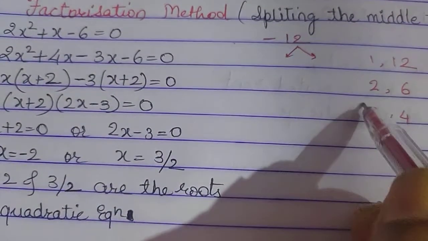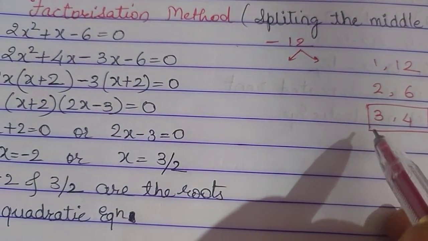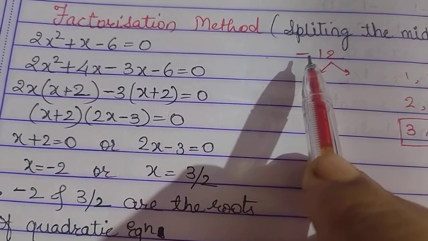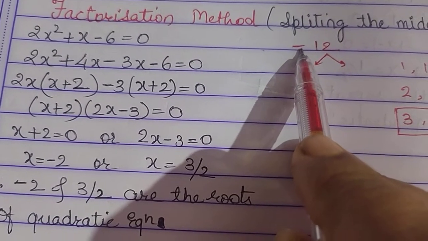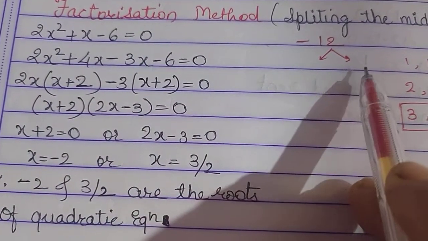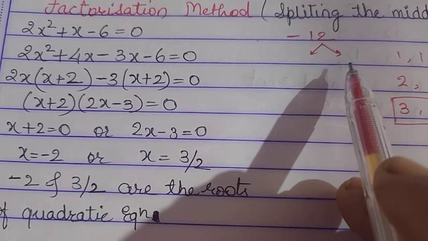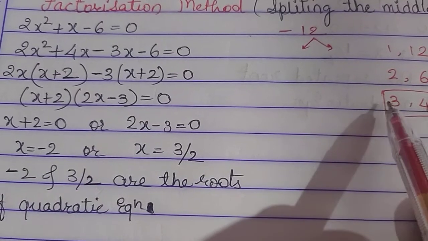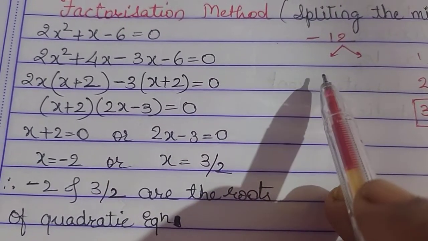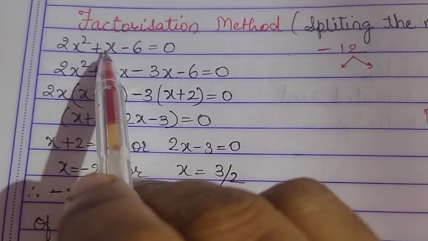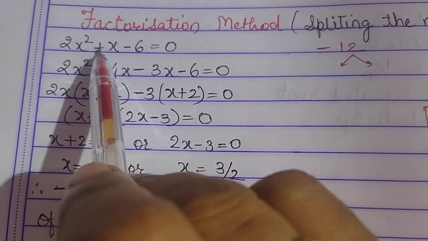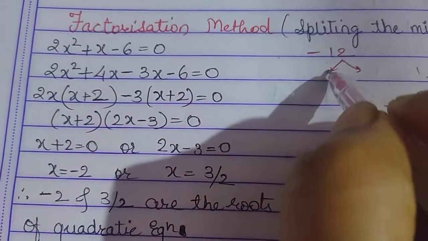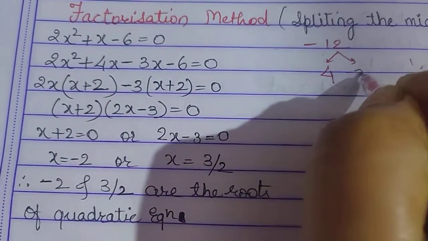So here we will select the factors as 3 and 4 because the subtraction is 1. Now always keep in mind that if this product is negative, then one factor will be positive and the other will be negative. So we are considering the factors as 3 and 4. One will be positive, another will be negative. Now again check the sign of the middle term. If the middle term is positive, the greater factor will be positive. So we are going to write the factors as 4 and 3.